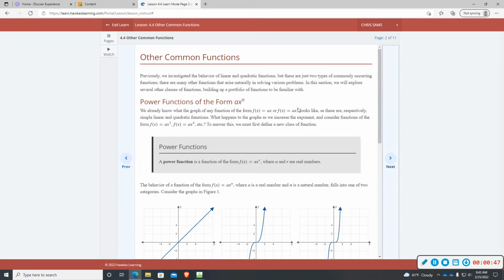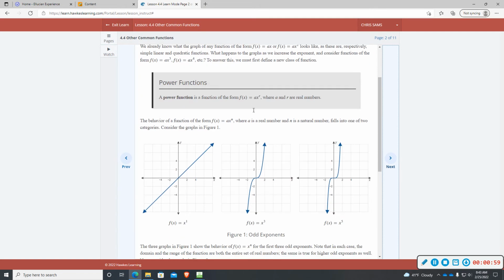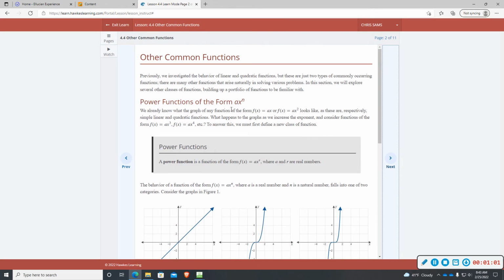Now, I've looked through this information. I think this is probably one of the most helpful learn sections as far as giving you a visual of what you're looking at and getting you prepared for what you're going to do in the section. So the first one we look at is common power function.